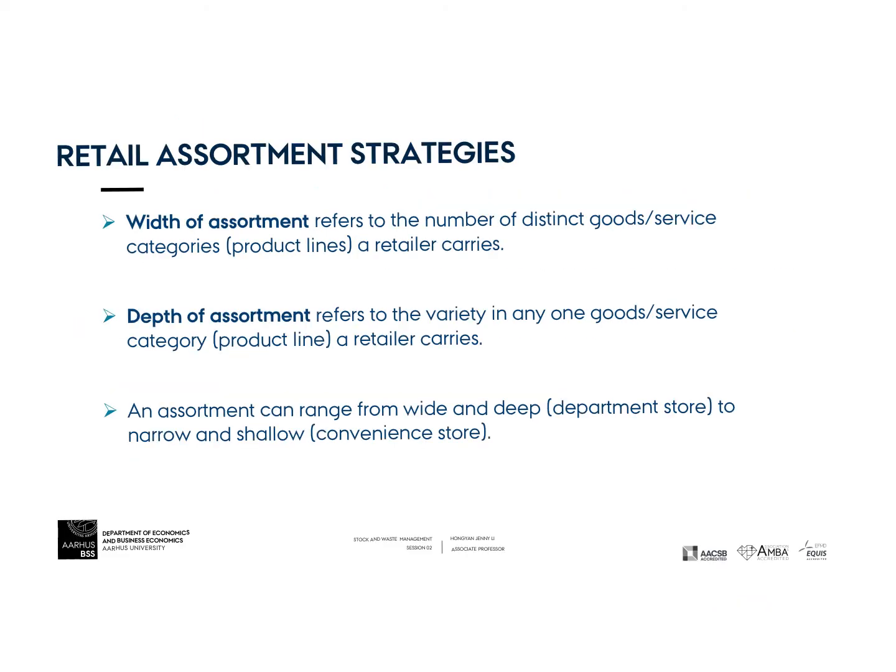So now let's see a little bit about retailer assortment strategies. The strategy is mainly related to the width of the assortment and the depth of the assortment. So assortment can be wide and deep or narrow and shallow. And then you can also see this will normally be related to the type of retailer it is.